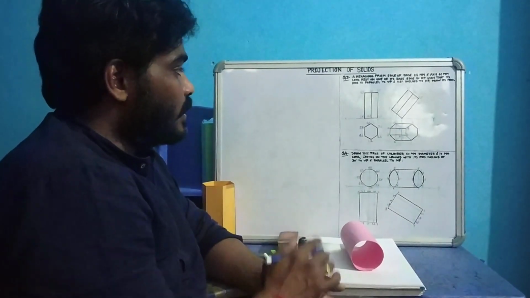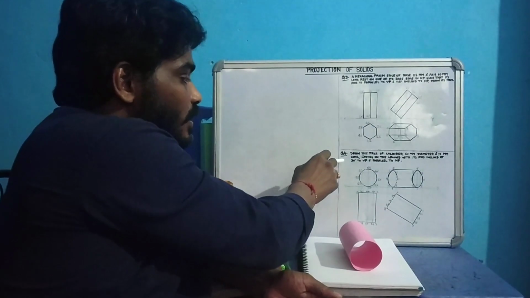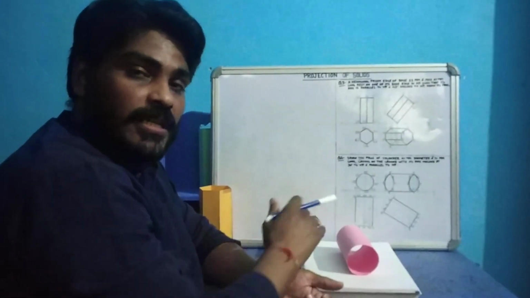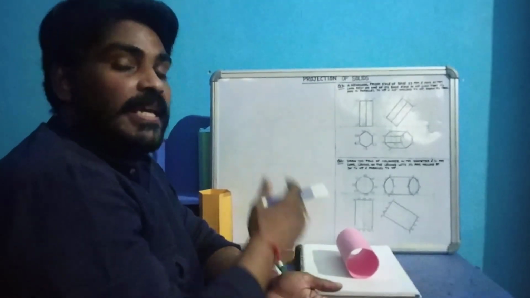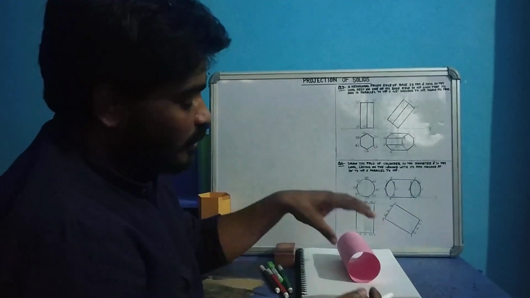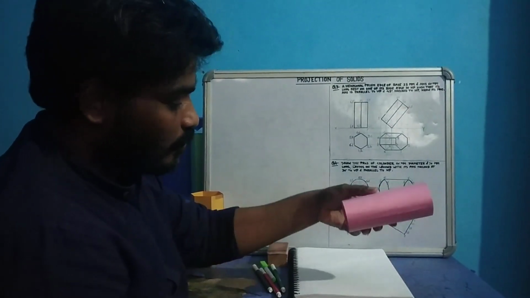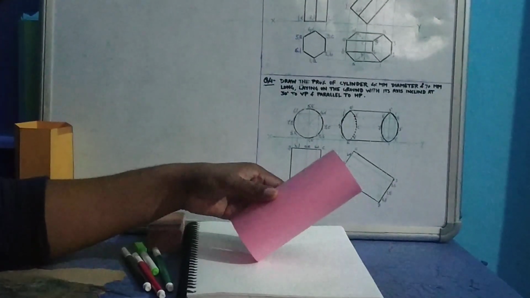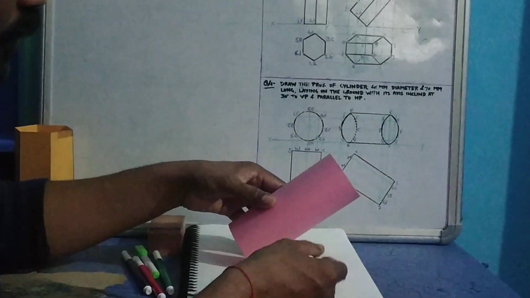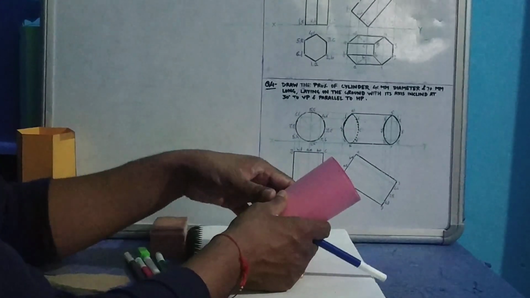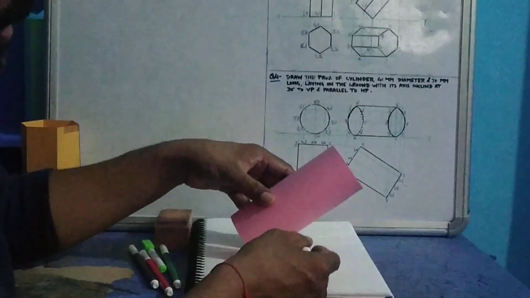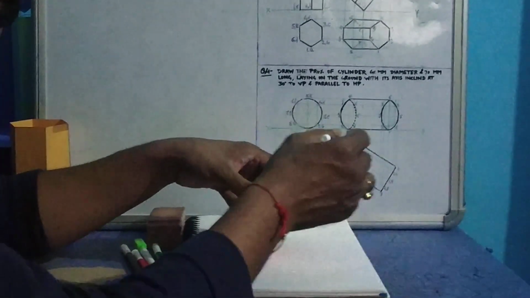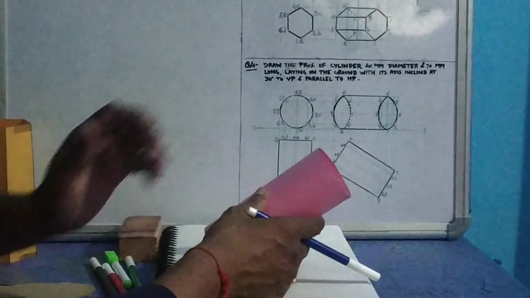Now I am going to discuss question number three and question number four. Question three is related to the third case and question four is related to the fourth case. In the third case, we are going to consider a solid, suppose a cylinder, placed in our first quadrant in such a way that its axis is inclined to the HP plane and parallel to the VP plane. The axis makes some angle, maybe 30, 40, whatever it may be, with the HP plane, and the axis is parallel to the VP plane.